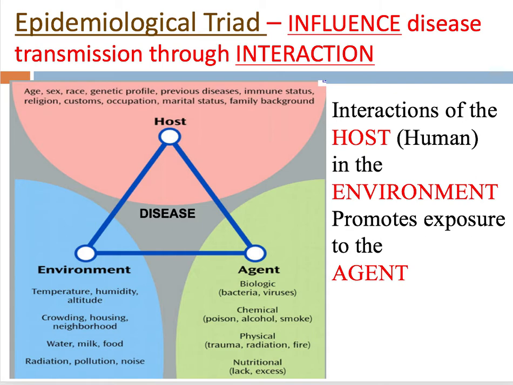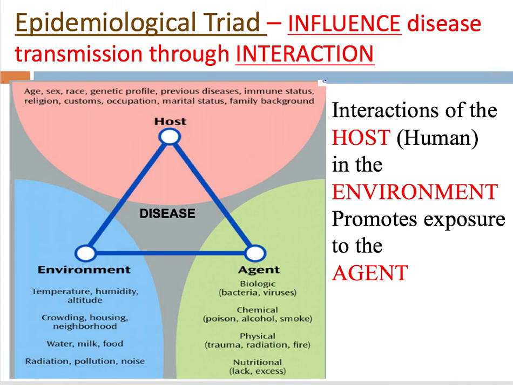So the epidemiology triad or triangle is how disease is influenced in a person. And that's through the interaction of personal characteristics or the human characteristics. We also call this the host. So some of those characteristics could be age, race, sex, your genetic profile, previous diseases that the individual has had, family background, marital status, occupation, some things that might be common to you when you start to think about the host or the human that gets the disease.